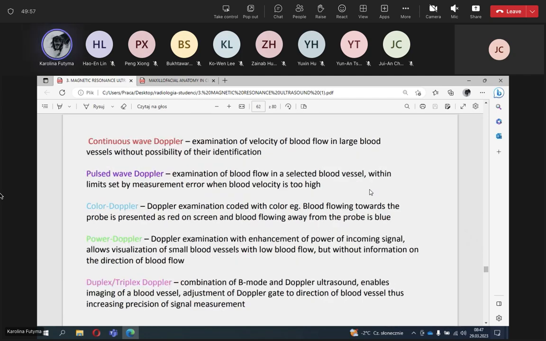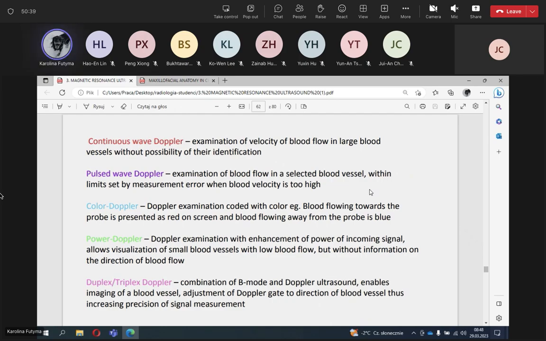Okay, so we have different options in our Doppler examination. We have continuous wave Doppler, which is examination of velocity of blood flow in large blood vessels without the possibility of their identification. Pulsed wave Doppler is the examination of blood flow in a selected blood vessel, within limits set by measurement error when blood velocity is too high. Color Doppler is Doppler examination coded with, for example, color. So blood flowing towards the probe is presented as red on the screen, and blood flowing away from the probe is blue, as I told you before.